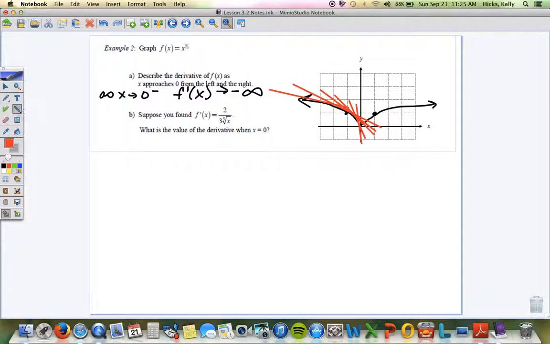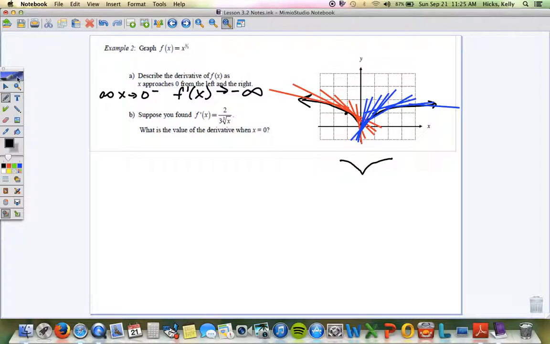Now the next side, let's see if I can change colors here. What about as x approaches 0 from the right? Well, my tangent lines are doing something like this. Do you agree? If I were to zoom in right there on that point, and zoomed in and zoomed in and zoomed in, I would have all these infinite tangent lines that are quickly becoming almost a vertical tangent line.